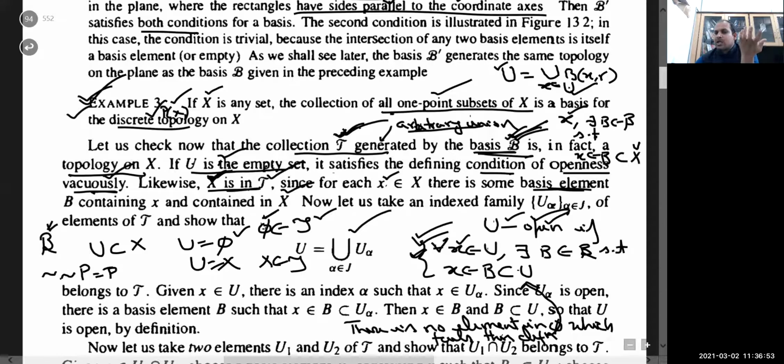So similar role here is played by basis. U is an open set, then every open set can be written as arbitrary union of basis members, where basis member will run over each x belonging to U. So that is what we will see. So phi and x is there.